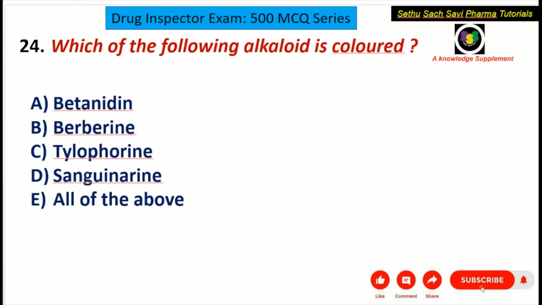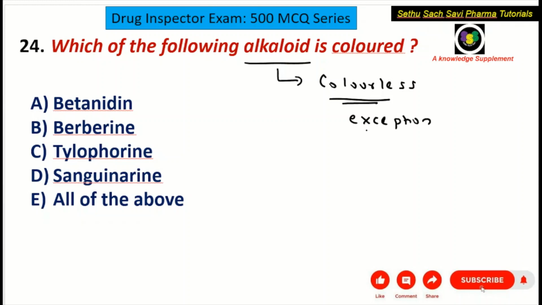Which of the following alkaloids is a colored alkaloid? A choice betanidine, B choice berberine, C choice tylophorine, D choice sanguinarine, E choice all of the above. The first thing you need to remember: alkaloids are generally colorless compounds. However, some exceptions are there, which means some of the alkaloids are colored.